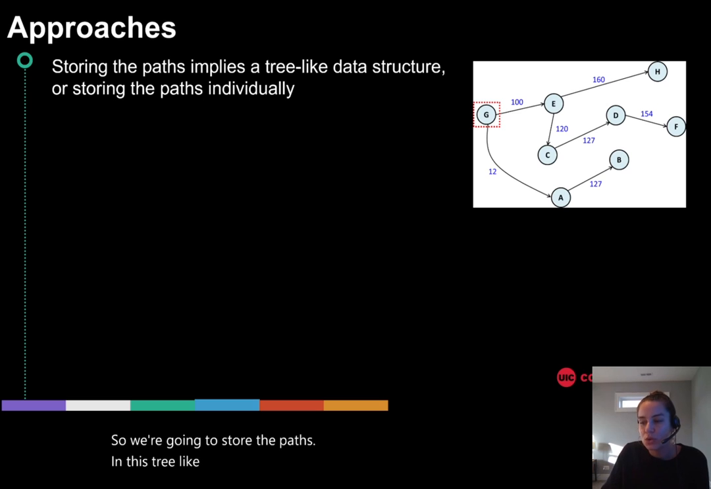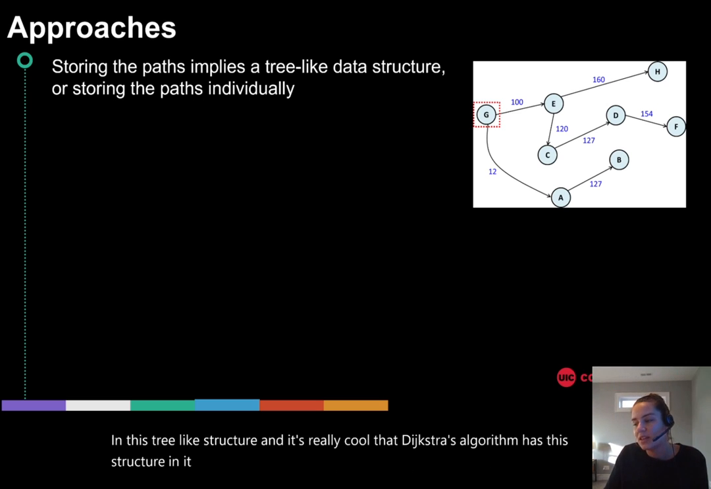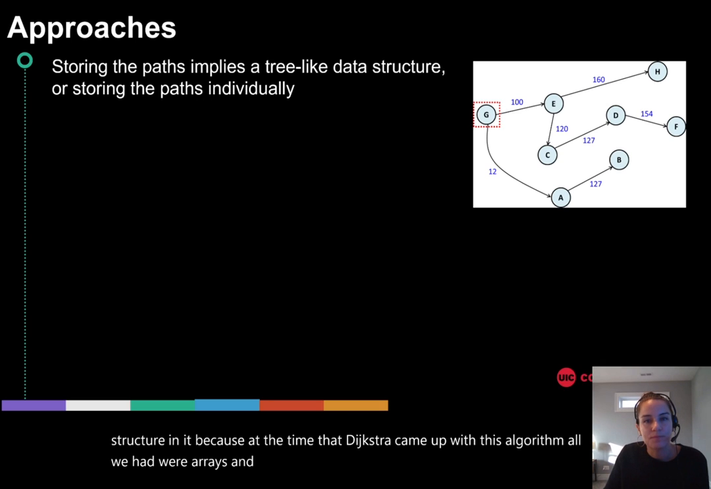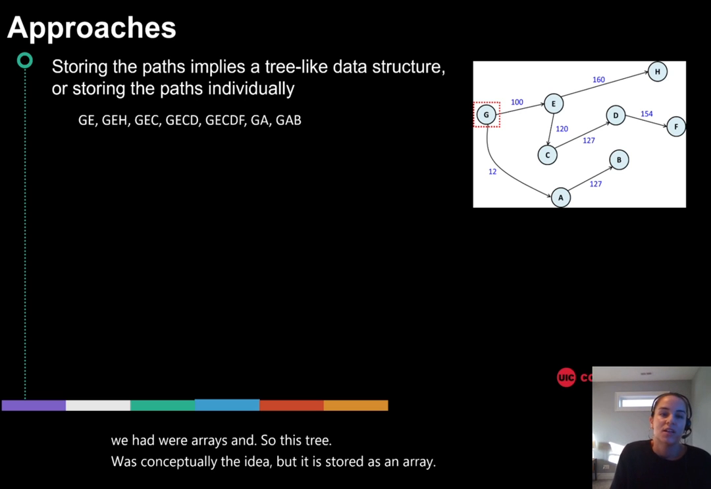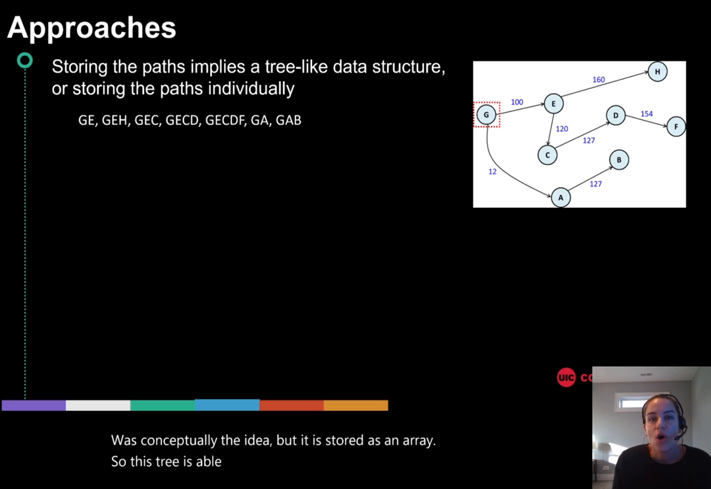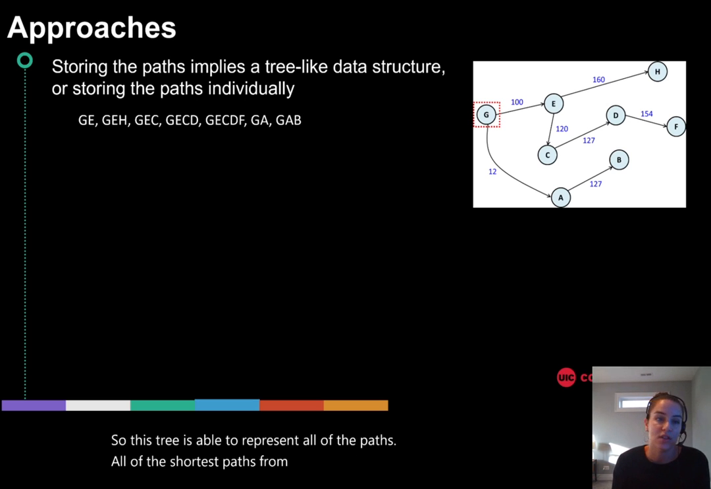And it's really cool that Dijkstra's algorithm has this structure in it, because at the time that Dijkstra came up with this algorithm, all we had were arrays. And so this tree was conceptually the idea, but it is stored as an array. So this tree is able to represent all of the shortest paths from G to every other node in the graph.